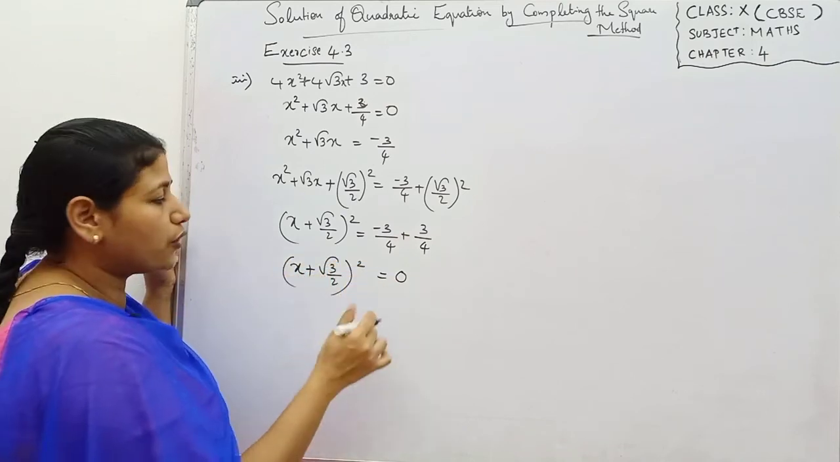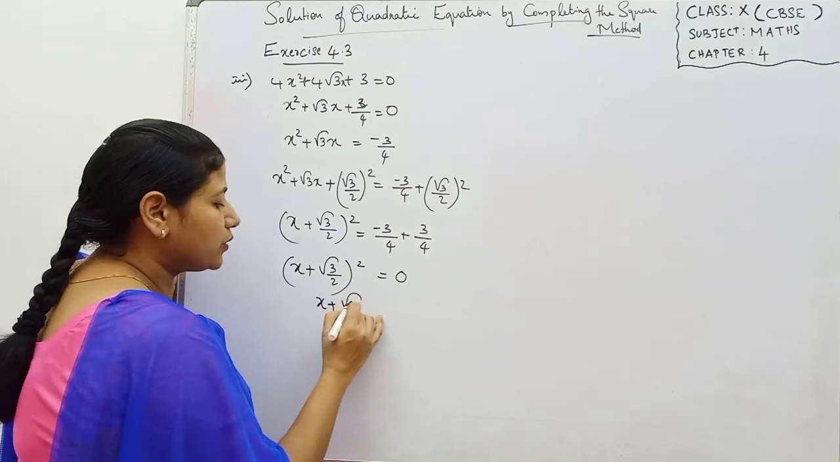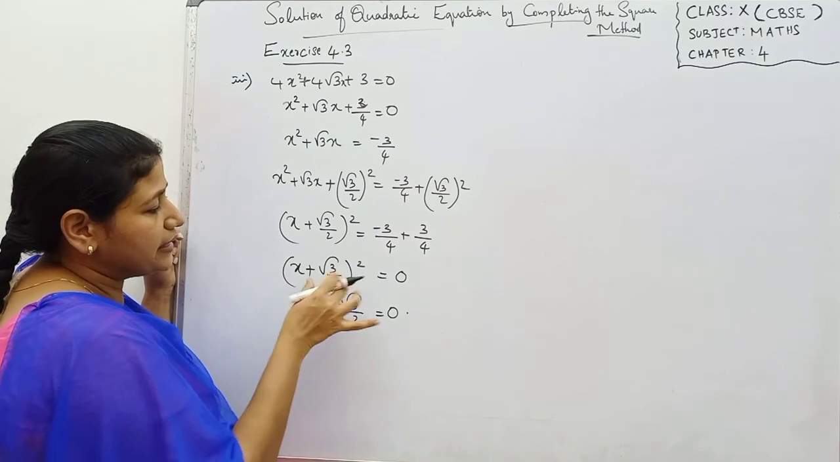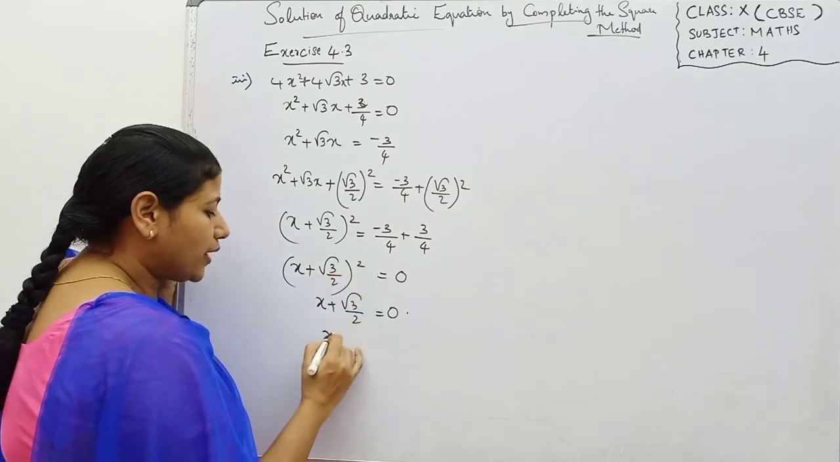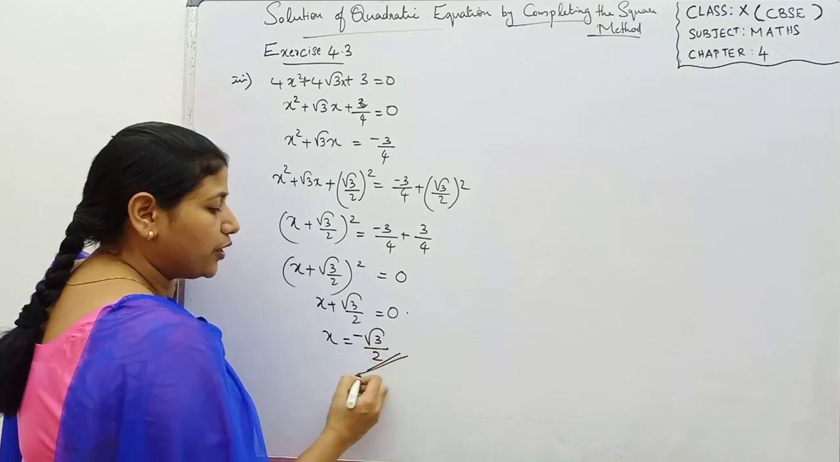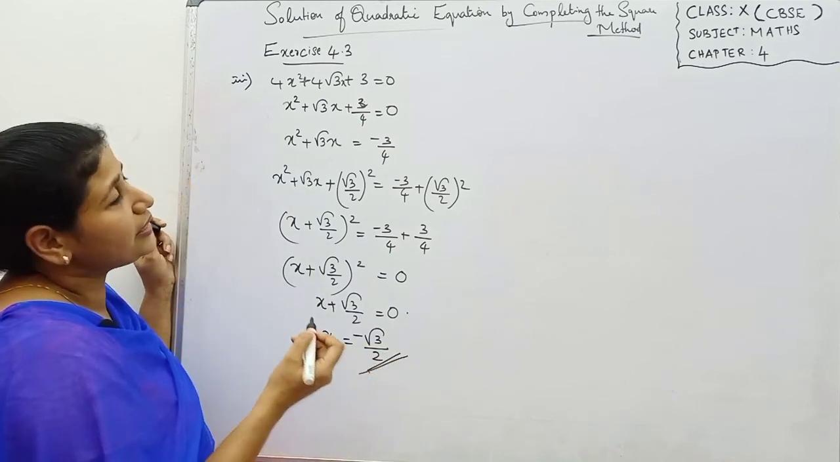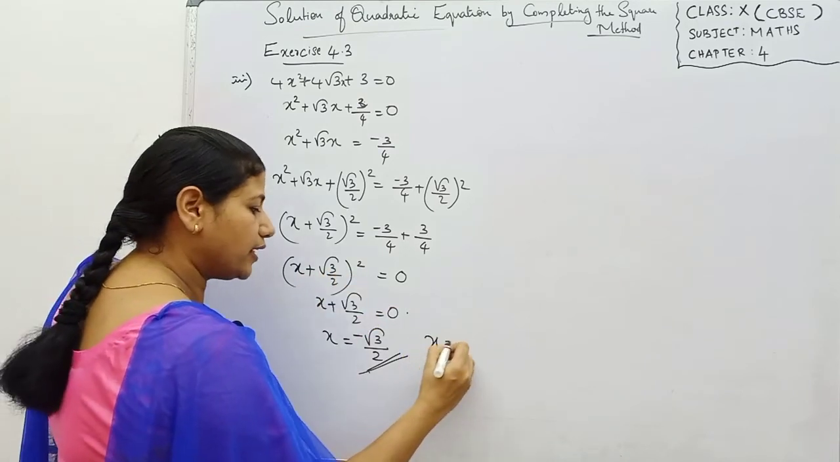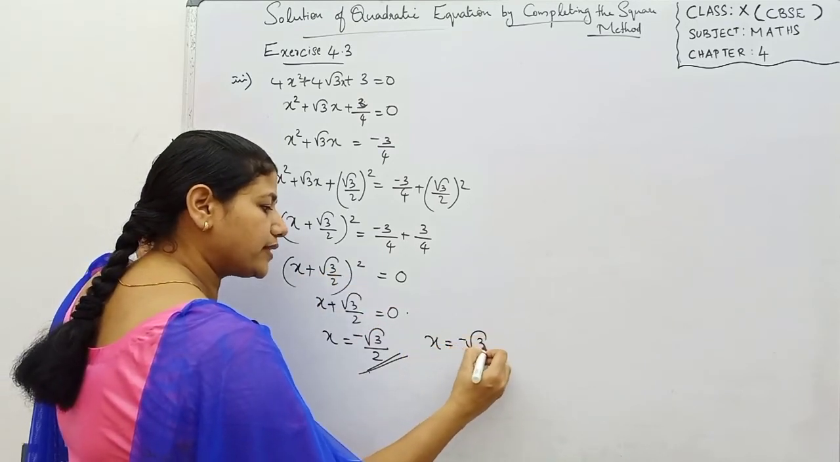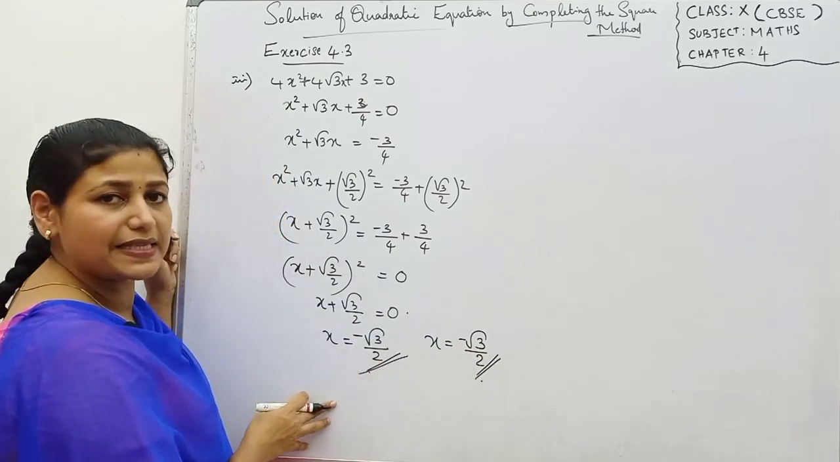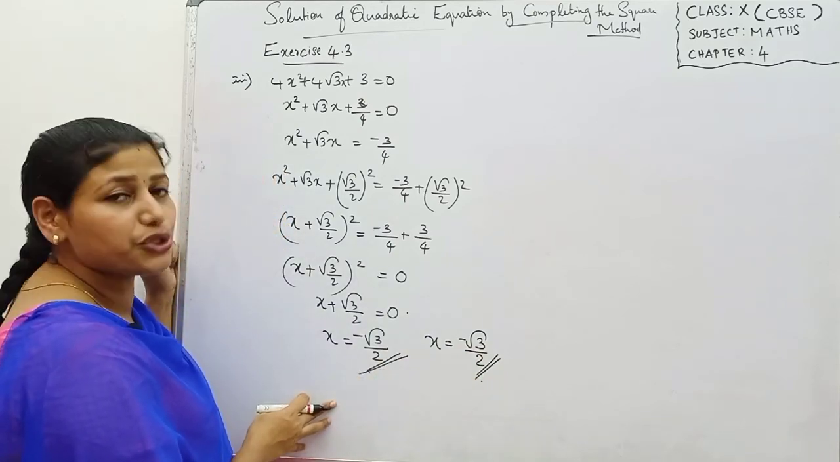If you take the square roots, you will get x + √3/2 = 0. Since this is a quadratic equation and this is a perfect square, you can write x equal to negative root 3 by 2. So this equation needs two solutions. Since this is a perfect square, you have to write the other one also, x equal to negative root 3 by 2. So here both the solutions are the same, negative root 3 by 2.